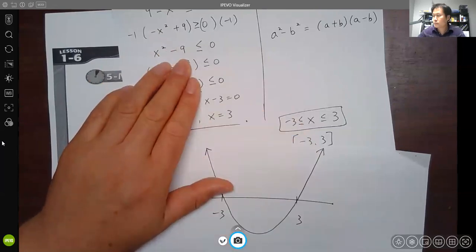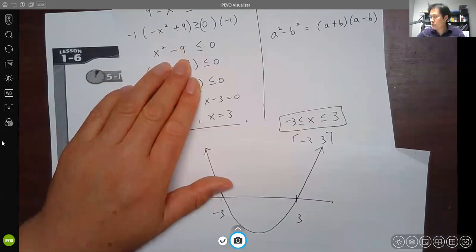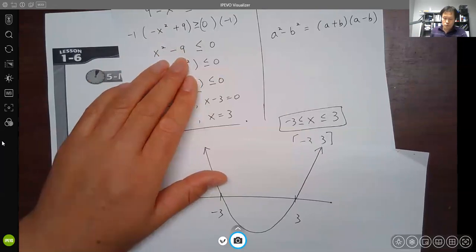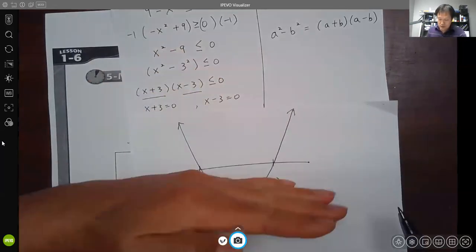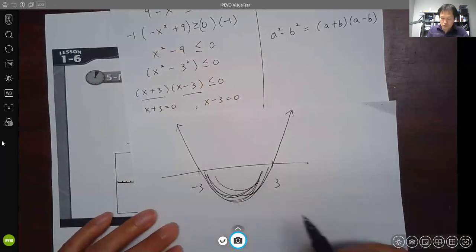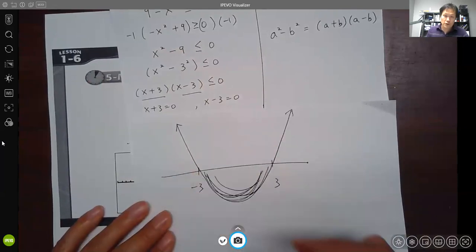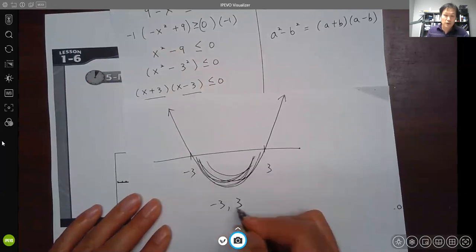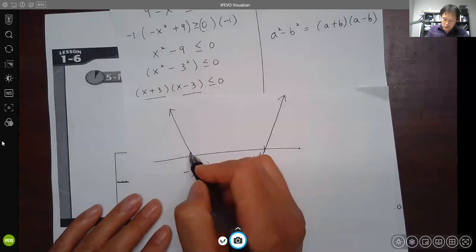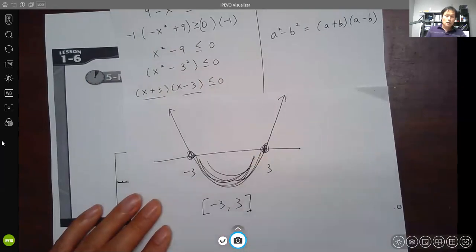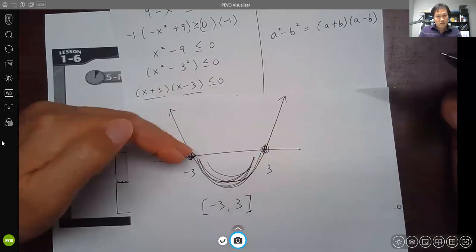Meaning, you are looking for the portion of the graph below the x-axis, which is this. I'm looking for this portion where the graph is under the x-axis: -3 to 3. With the equal sign, you want to include the endpoints. So for me, this is faster.